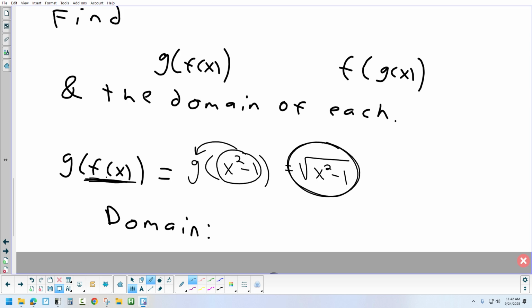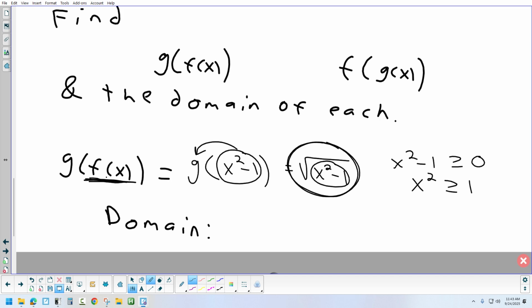Is there anything here that tells us we might need to be careful? Nico? Square root. The square root. What did we say about the square root? You can't square root a negative. Cannot square root a negative. So that means we want what's underneath it to always be 0 or higher. So what does that mean?